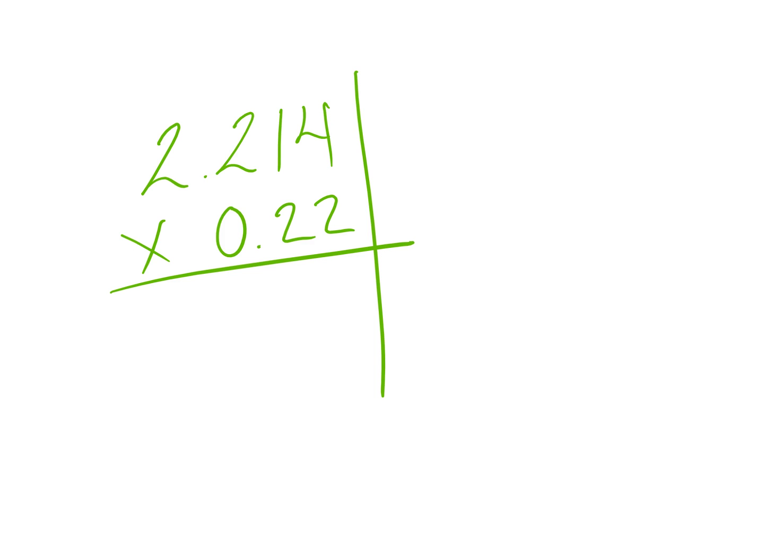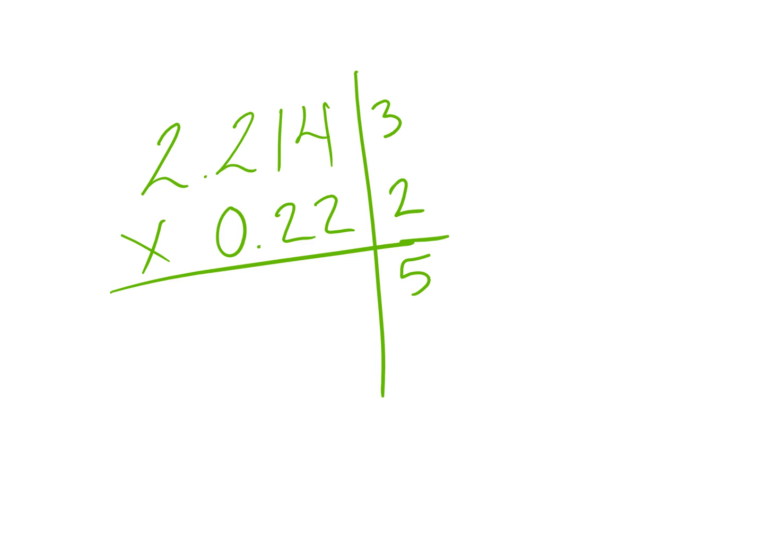So from here, you do the same thing. You count how many numbers are behind the decimal in that top number. There's 3, so I'm going to put a 3 here. On the bottom number, there's 2 numbers behind the decimal, so I'm going to put a 2 here. In our final answer, that means we're going to have 5 decimal places in our answer when we're done multiplying. So now that we know that, we can go ahead and multiply.